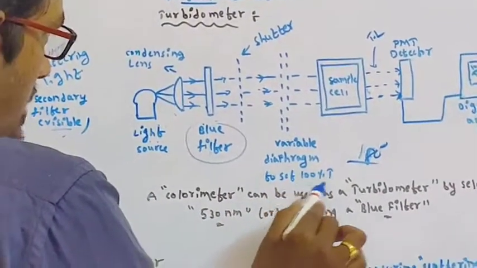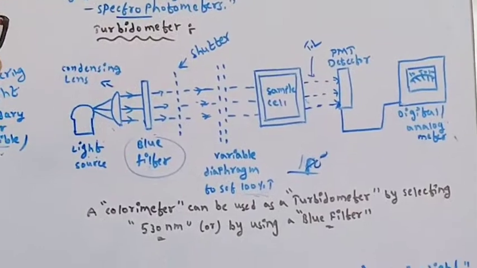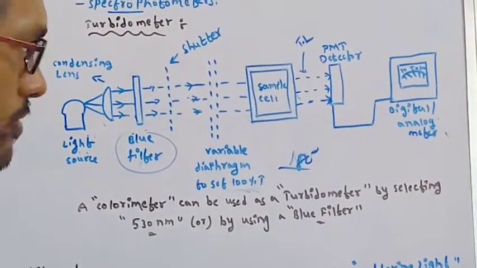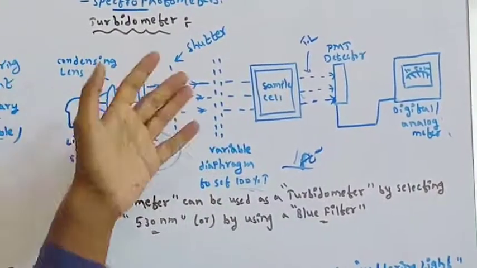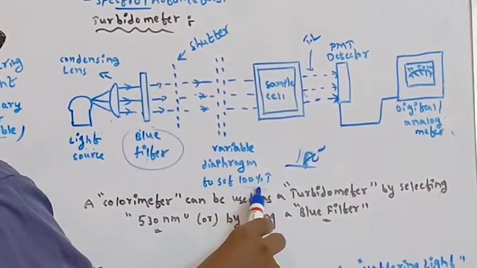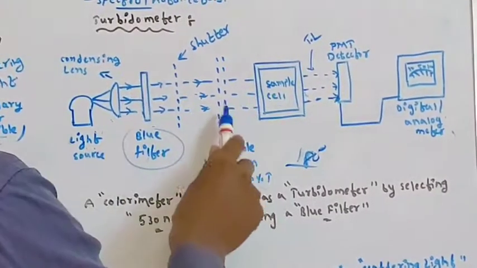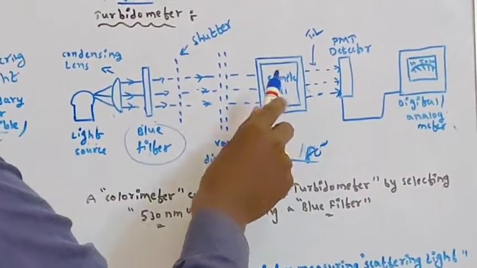to set 100% transmittance. Here the shutter will close. The working of the shutter is that it will stop all unwanted radiation. Only the required radiation will pass through the shutter. Then this is the variable diaphragm to set 100% transmittance. Then the 100% radiation transmitted through the diaphragm will fall onto the sample cell.